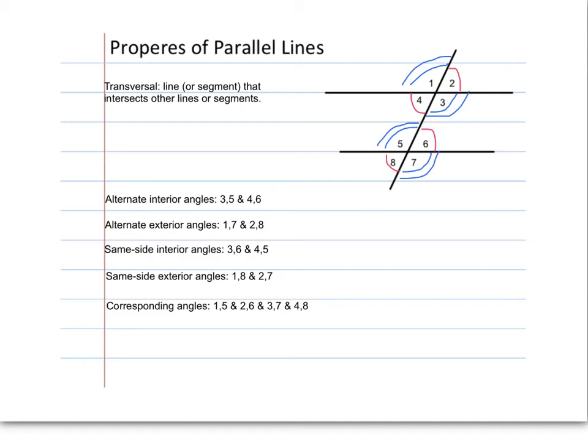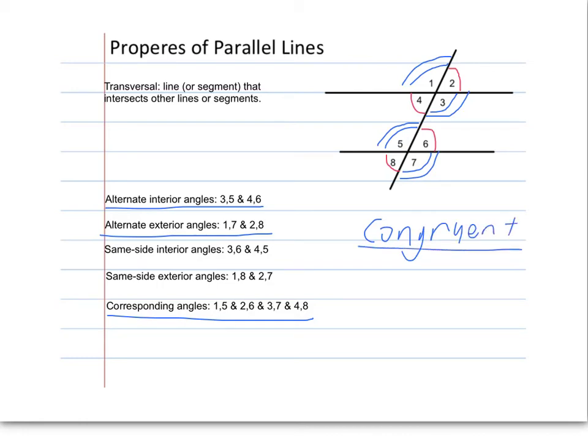So we can conclude from that alternate interior angles, alternate exterior angles, and corresponding angles are all congruent. They are all congruent. Okay? And then if we look at the other pairs of angles, the same side interior and the same side exterior, so for example 3 and 6, those are supplementary, 4 and 5 are supplementary, 1 and 8, and 2 and 7, those are all supplementary angles.